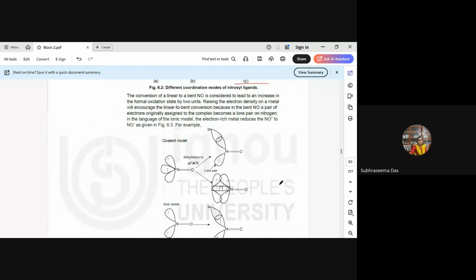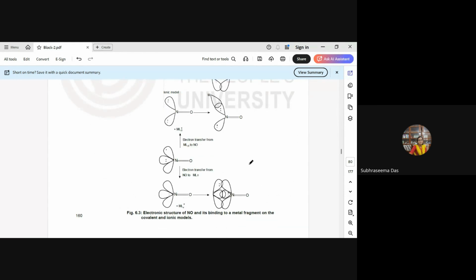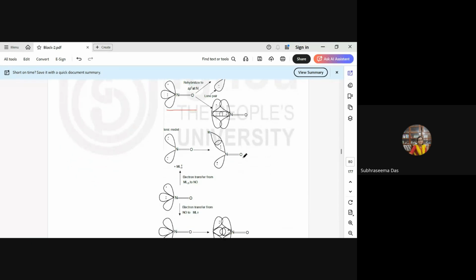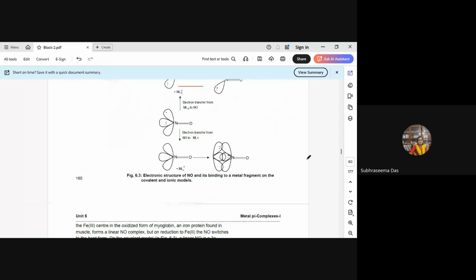The conversion of the linear to bent nitrosyl ligand is considered to lead to an increase in the oxidation state by +2. The electron density on the metal is raised, and this will encourage the linear to bent conversion, because in the bent NO, a pair of electrons originally assigned to the complex becomes a lone pair on nitrogen. Here the electronic structure of NO and its bridging to a metal fragment on the covalent and ionic bonds has been shown. This is the covalent model, and this is the ionic model.